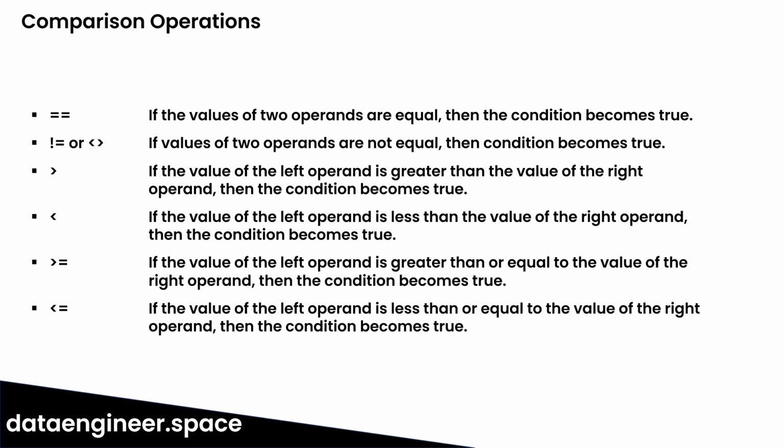condition becomes true. Less than: if the value of the left operand is less than the value of the right operand, then the condition becomes true. Greater than or equal: if the value of the left operand is greater than or equal to the value of the right operand, then the condition becomes true.